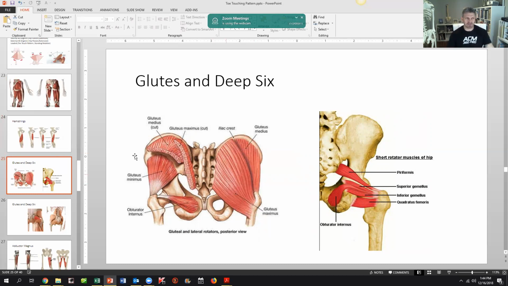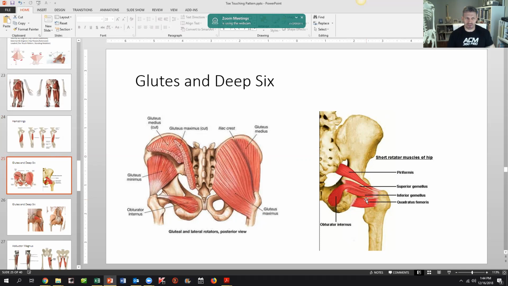We rip those layers away, we get rid of all those gluteal muscles, and we start looking at the deep 6. These guys are external rotators. I call them the deep 6 external rotators. It's the piriformis, the obturator internus, the obturator externus, inferior and superior gemellus.